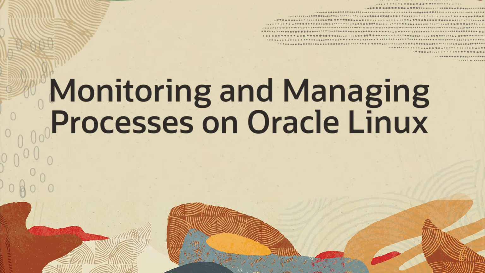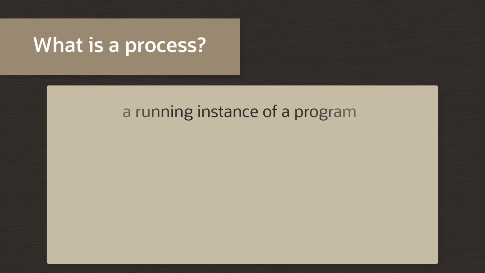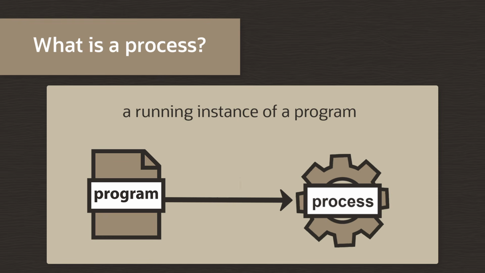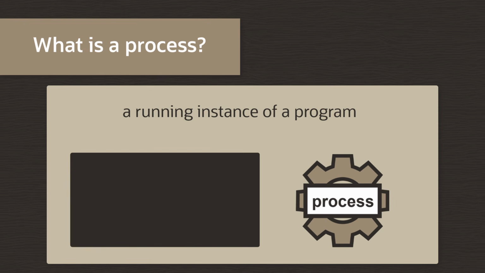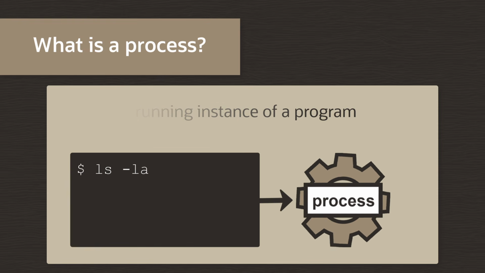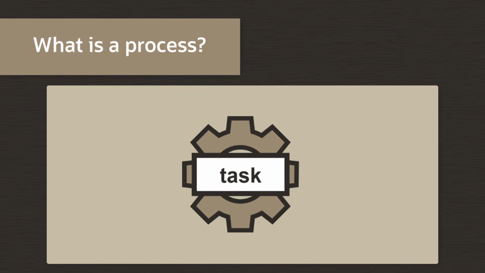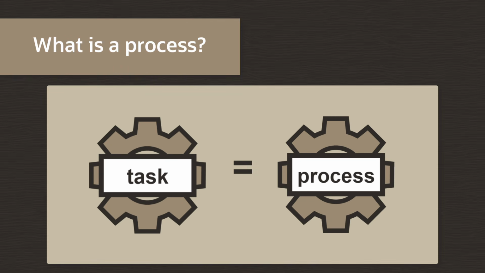In this video, we'll take a look at monitoring and managing processes on Oracle Linux. A process is a running instance of a program. Programs are executable files which are passive until the program launches, at which time it becomes a process. So every time you run a command in the shell, it executes a program and starts a new process. Processes are sometimes referred to as tasks, so you might see these terms used interchangeably.